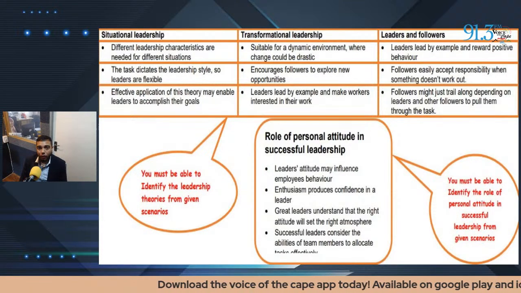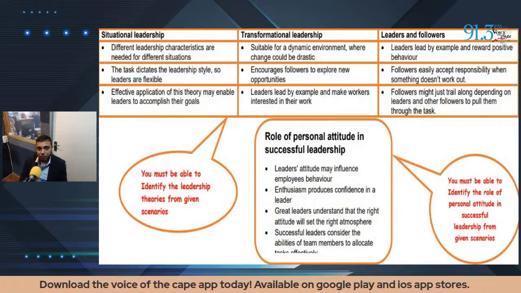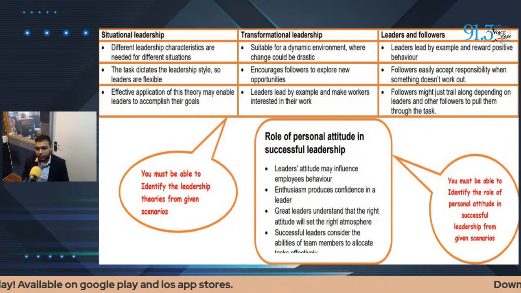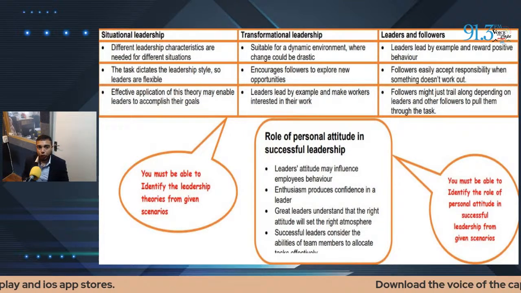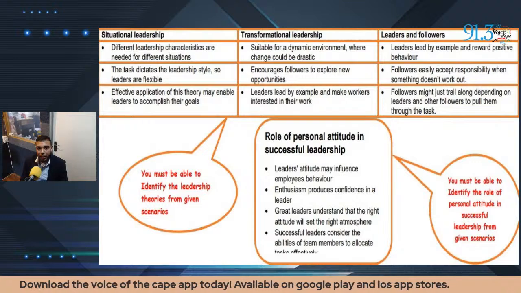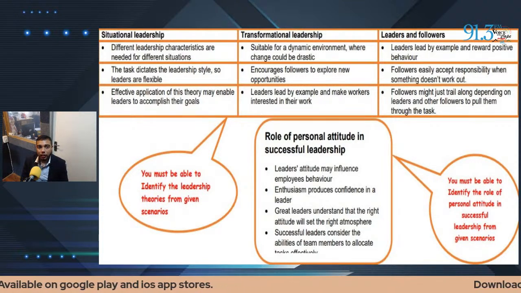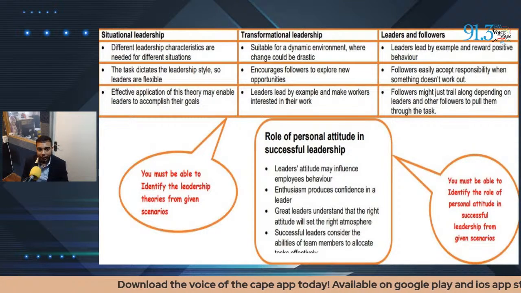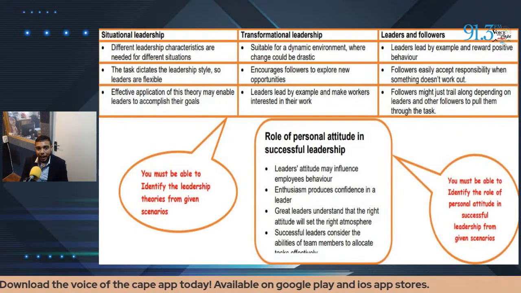So we have different types of leadership styles. Our first leadership style would be situational leadership. In simple terms, in different situations, you need to act differently or accordingly. Situational leadership means different leadership characteristics are needed for different situations. The task dictates the leadership style, so leaders are flexible. They can act according to the situation that they are in. The effective application of this theory may enable leaders to accomplish their goals.